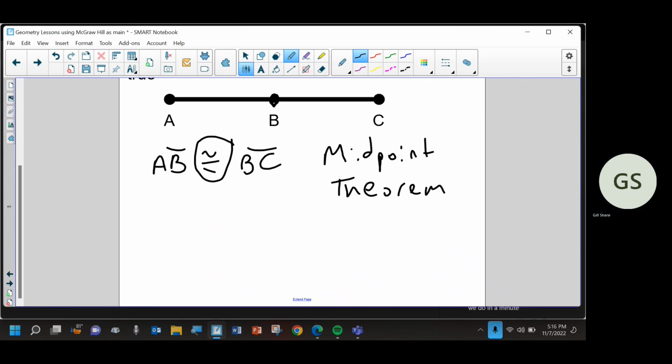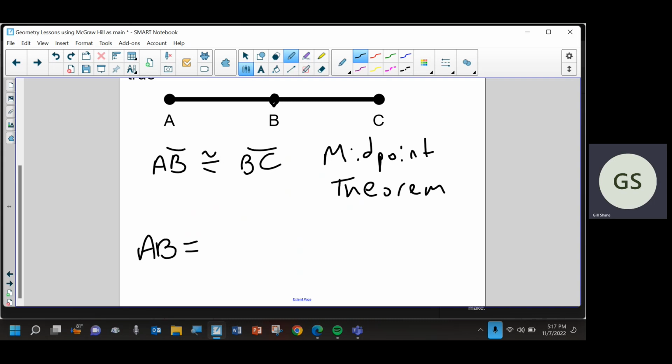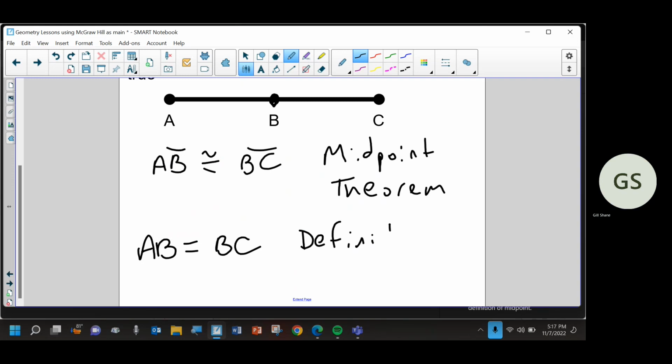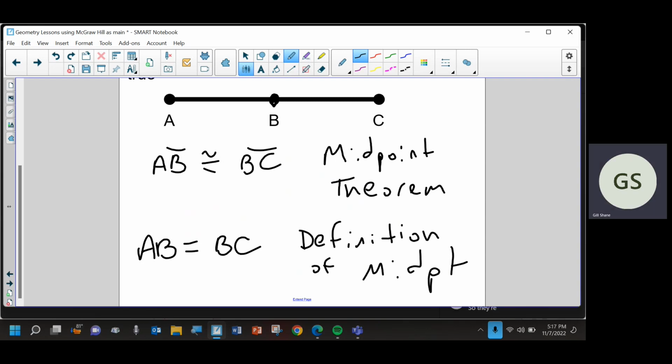So then there was a second statement that we could make that says this: AB equals BC. So we said this is called the definition of midpoint. And I'm going to abbreviate midpoint. So they're really saying the same thing. It's a very small technical difference.